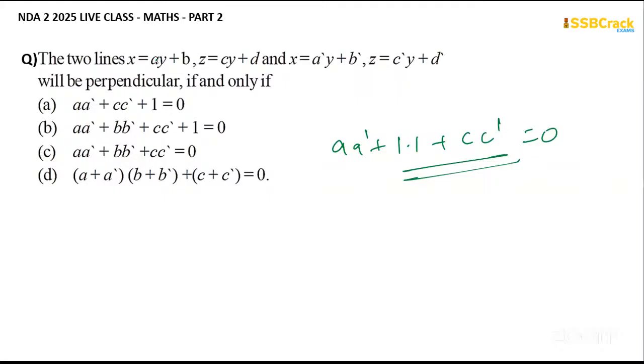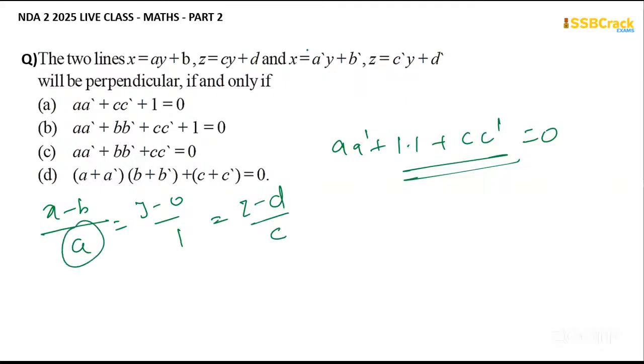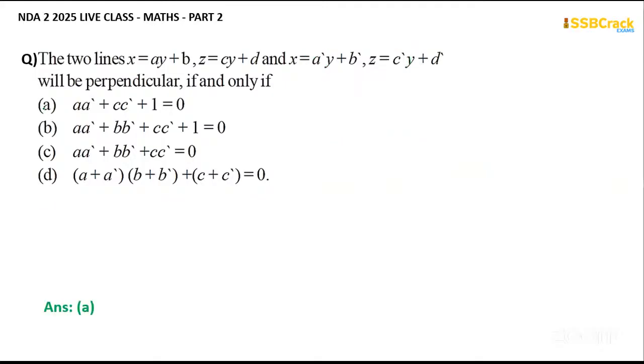Because from here, if you bring out (x minus p) upon a is equal to (y minus 0) upon 1, and again it is equal to (z minus t) upon c. Similarly, for this you can see that a goes with a', 1 with 1, and c with c'. The addition of these multiplications should be equal to 0. So we already did this question in the class.